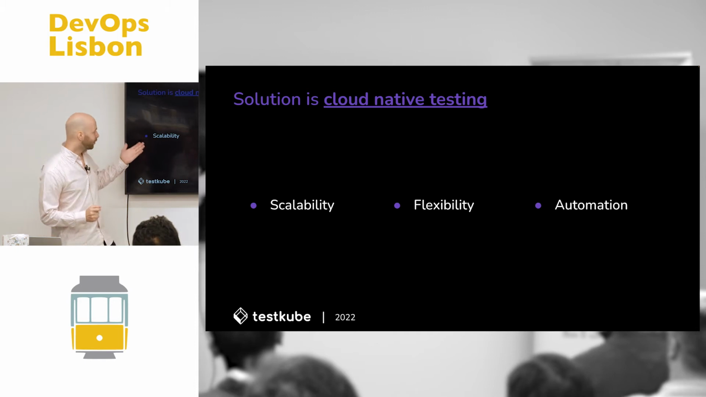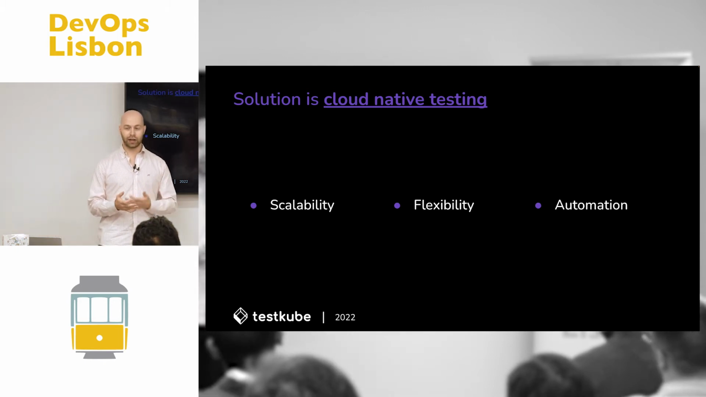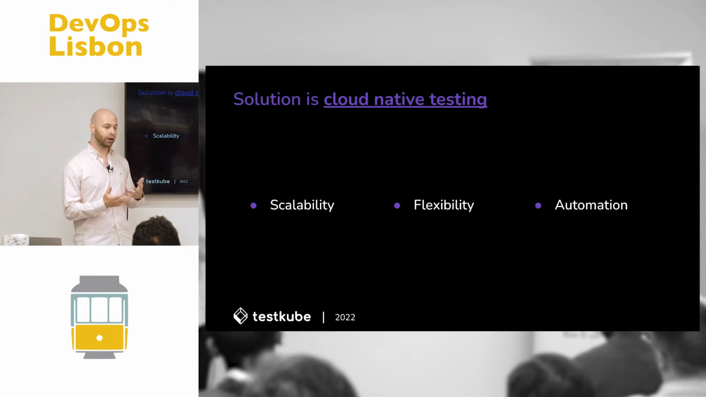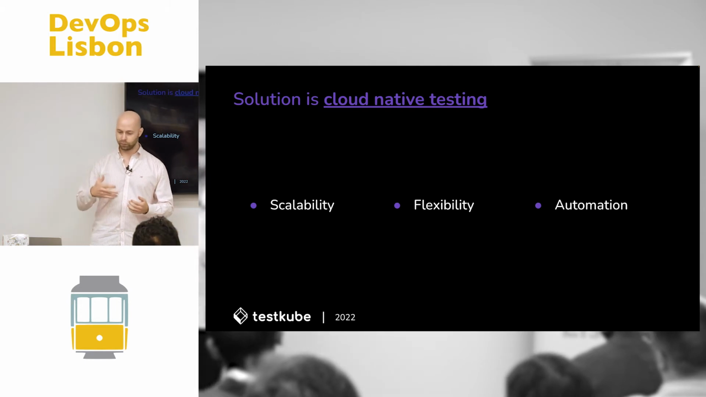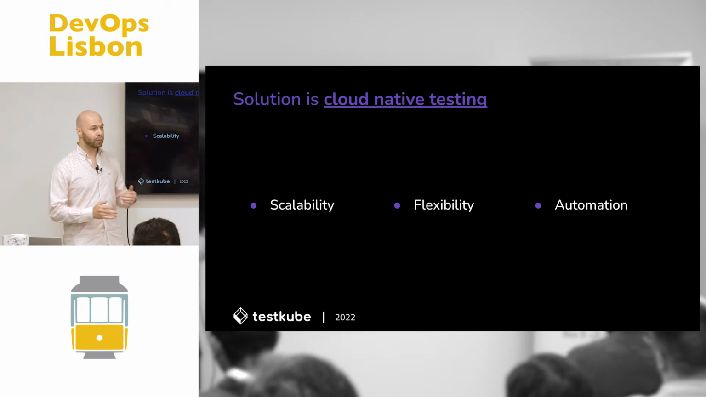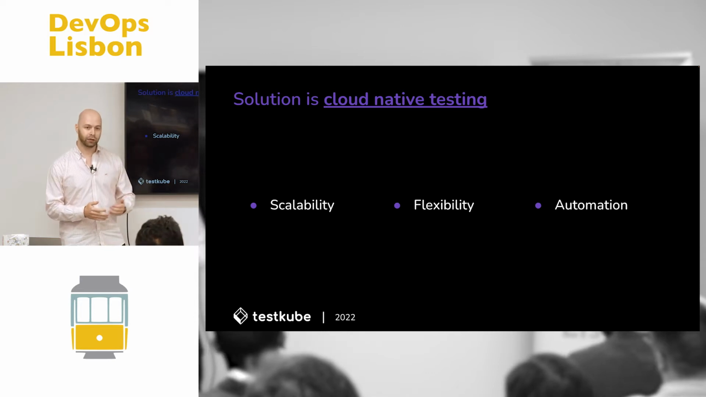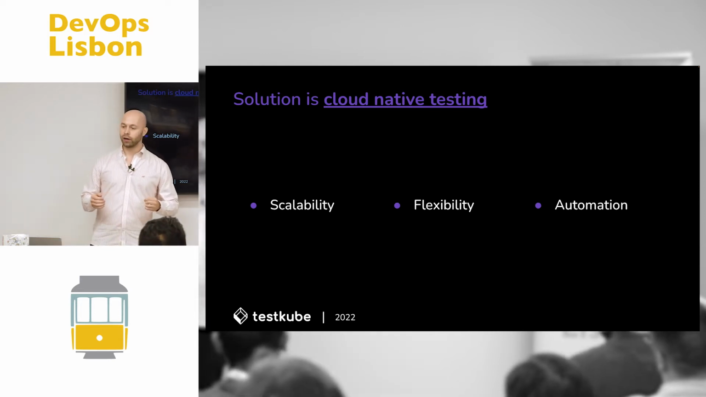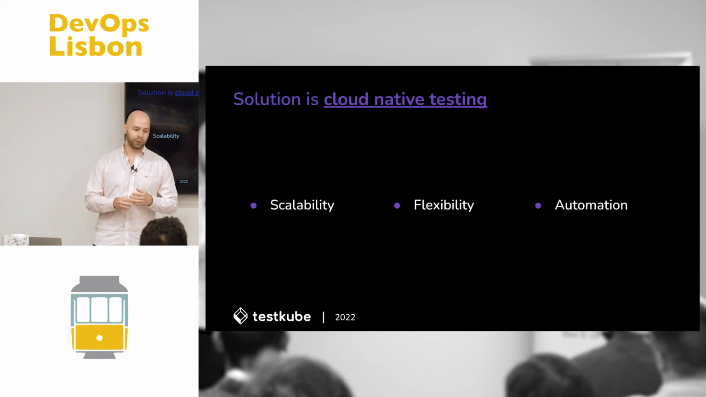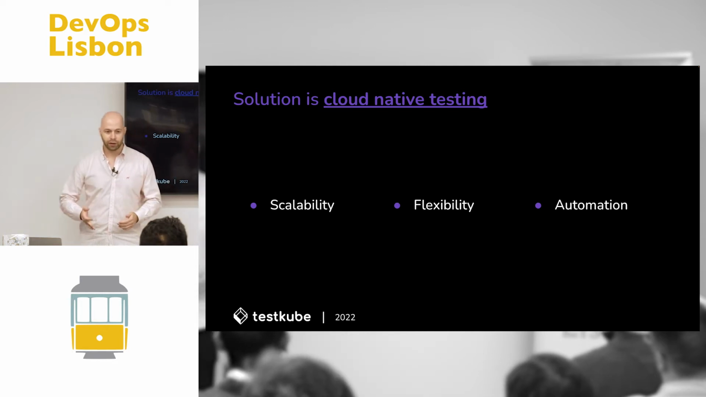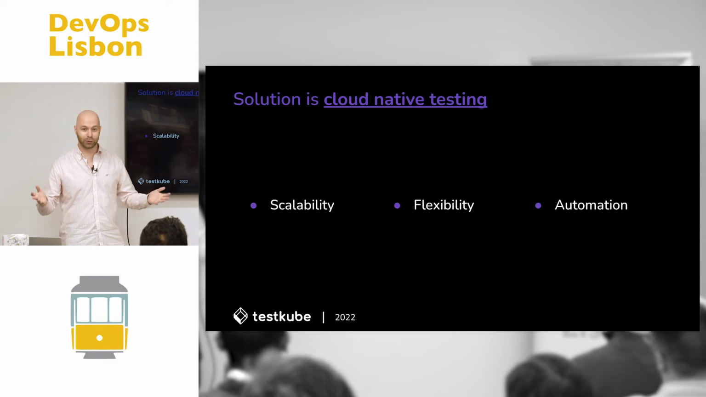So the solution is cloud-native testing. It's like a new paradigm where all your tests are made when you are building them, when you are defining them and adding them to your Git repository. You make them with scalability in mind, so it doesn't matter if you have a lot of tests that you want to run. You are running Kubernetes, so you are supposed to scale.